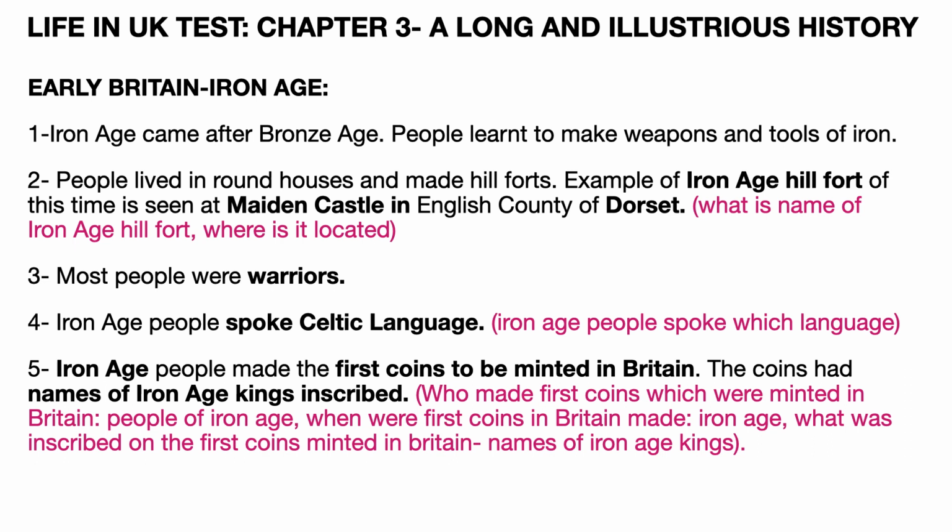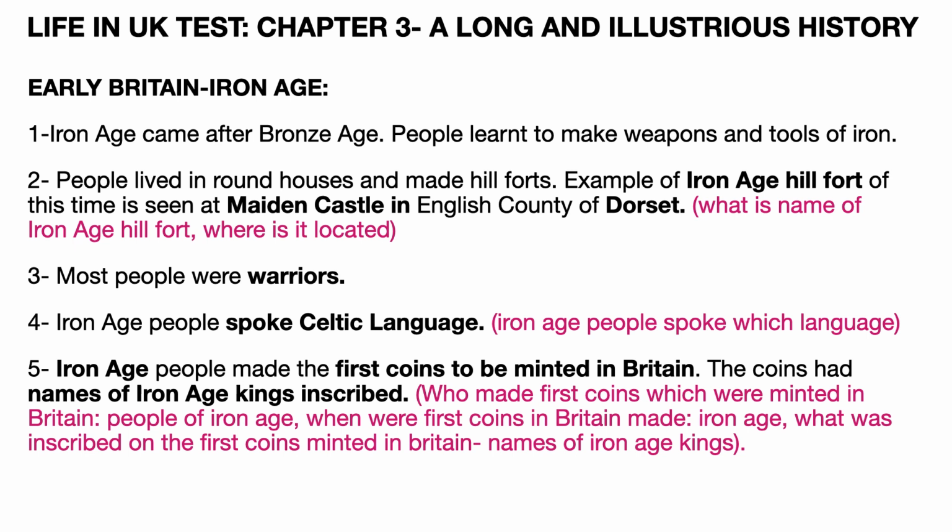So the Iron Age came after the Bronze Age. The people in this age learned to make weapons and tools out of iron. These people also used to live in round houses. They made hill forts. An example of an Iron Age hill fort is seen at Maiden Castle in the English county of Dorset. So, in this, two types of questions can be asked: which hill fort during the Iron Age is the most famous one? That is Maiden Castle. Where is Maiden Castle located? It is located in the English county of Dorset.